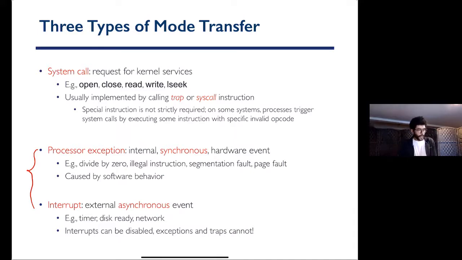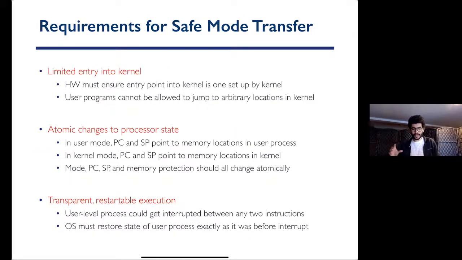Now, to implement, I told you that we kind of want hardware to implement this mode transfer or give us some support for this. We have three requirements for the hardware to do. The first one is we don't want the hardware to allow user to be able to jump anywhere it wants in the kernel code, right? We're going from user mode to kernel mode. We want the entry point to be well-defined and protected. So we want limited entry points to kernel.